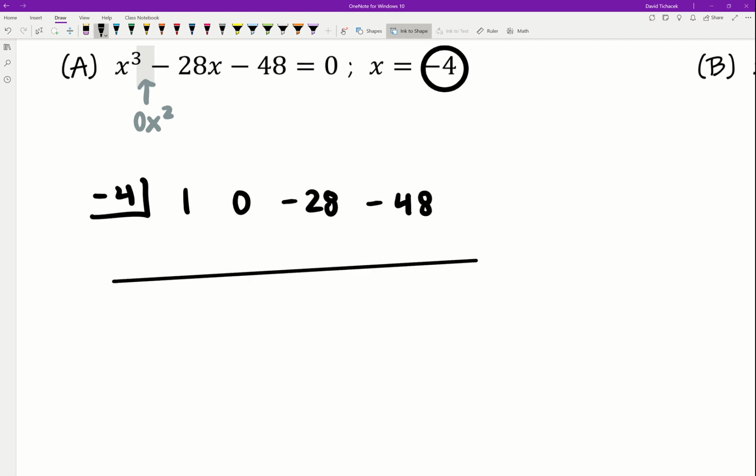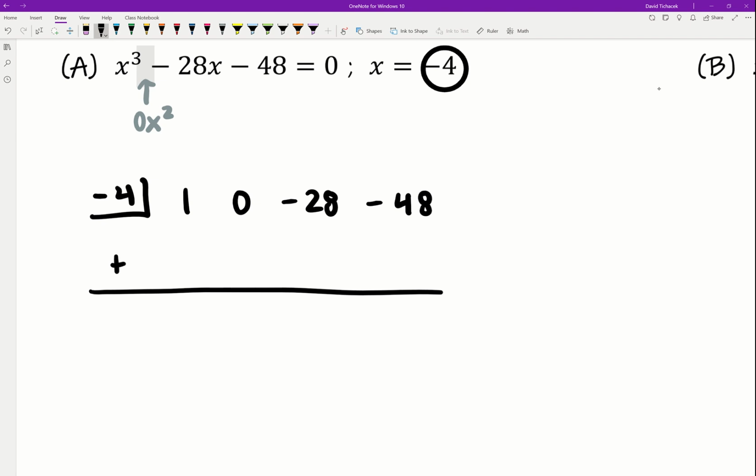Going ahead and setting this up in synthetic division, we can execute that process. You might need a calculator handy, since your numbers may get a little big. We drop the first number, then multiply, then add, then multiply, then add. So that's -28 plus 16, which I believe gives us -12. Then multiplying -4 times -12 gives us a positive 48. If we add those columns, we get a remainder of 0.